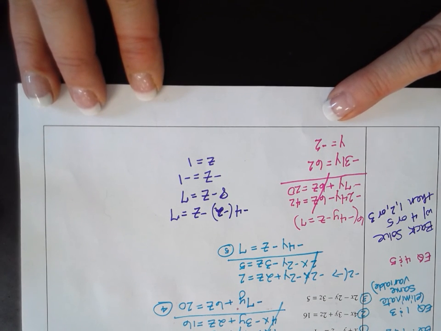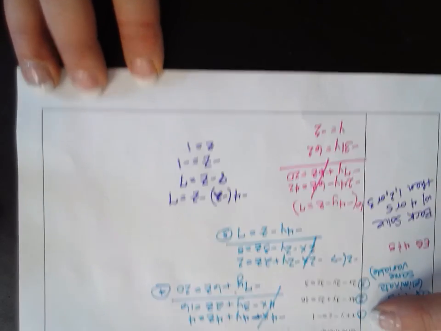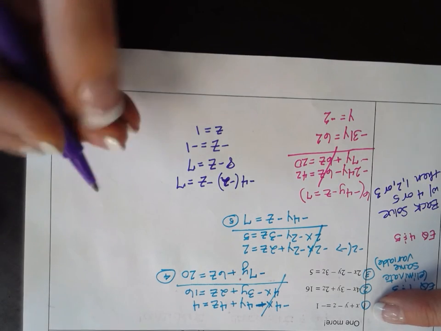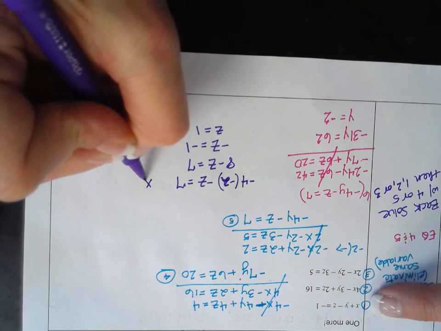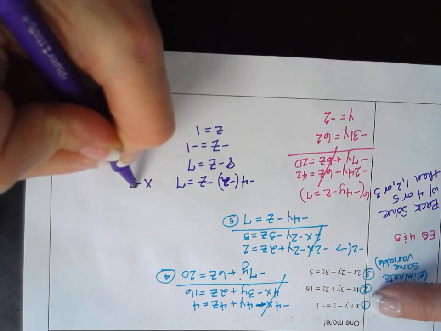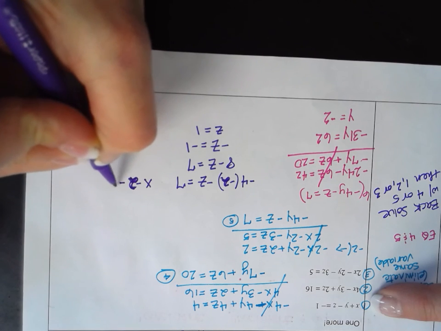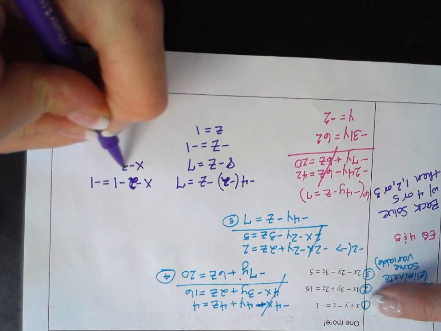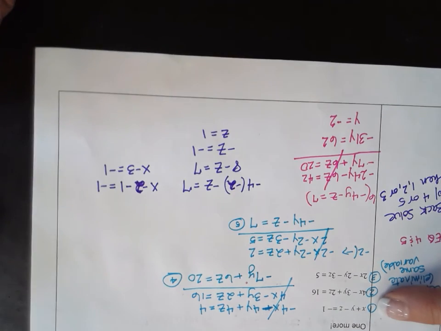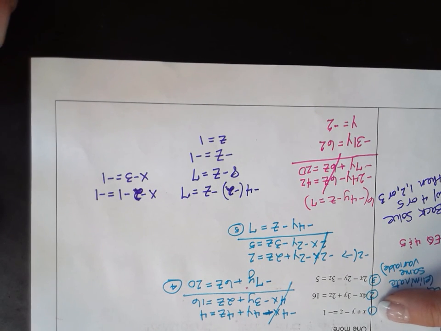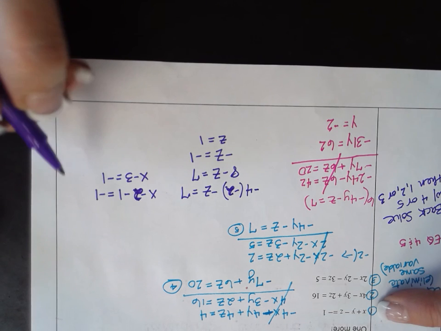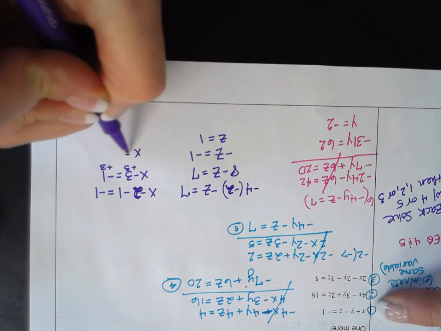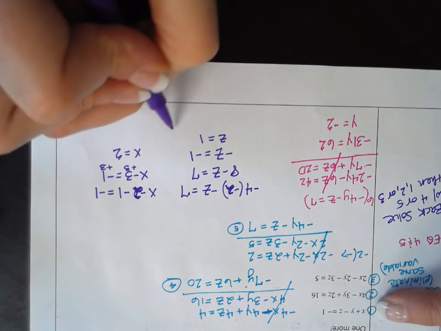All right. I'm going to use equation 1 because they don't have any coefficients, so it'll be a heck of a lot easier. So I have x minus 2 minus 1 equals negative 1. So x minus 3 equals negative 1. And so x is equal to 2.